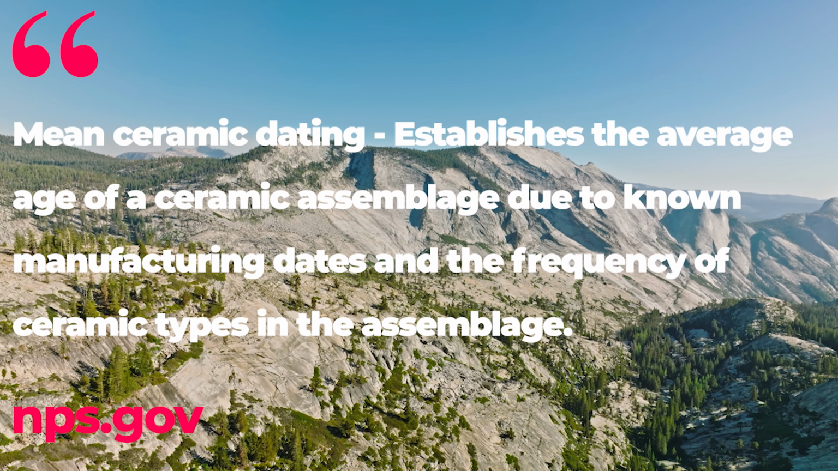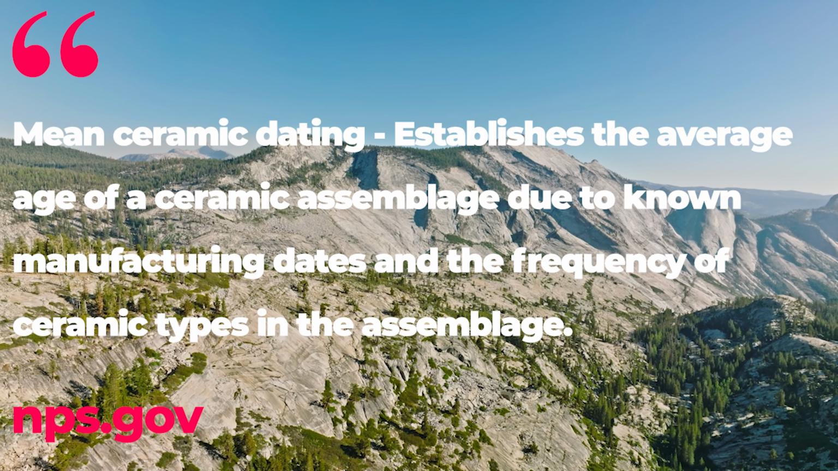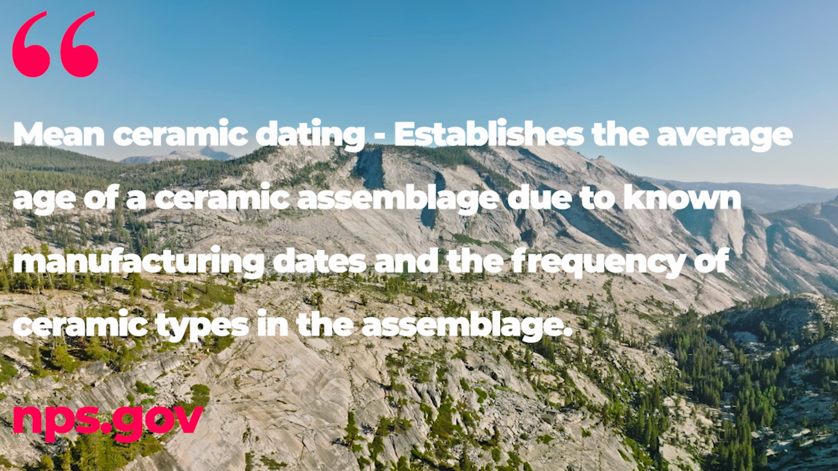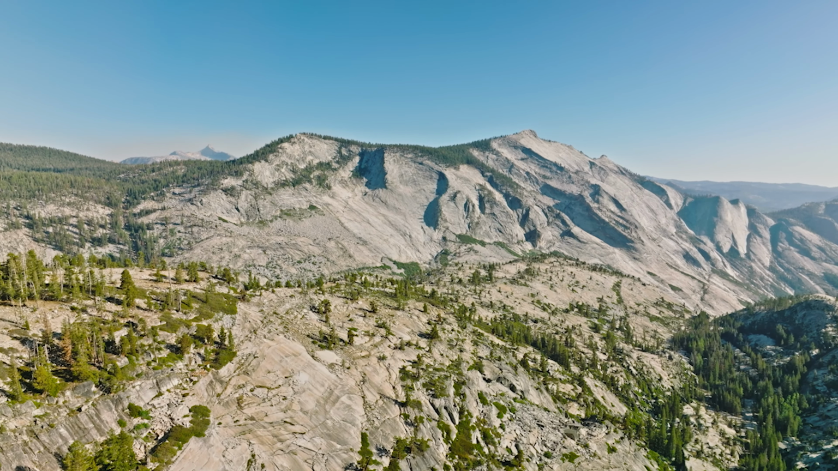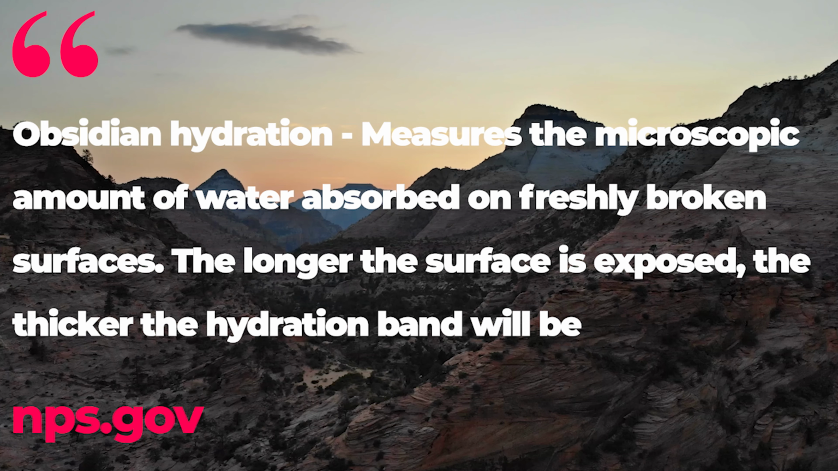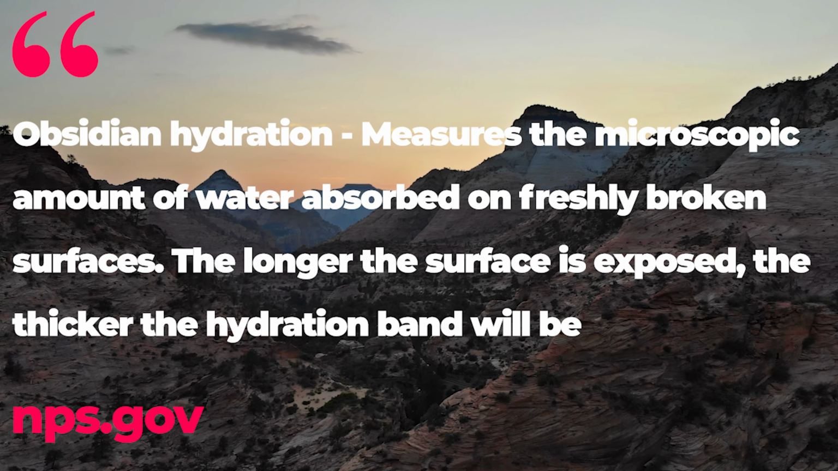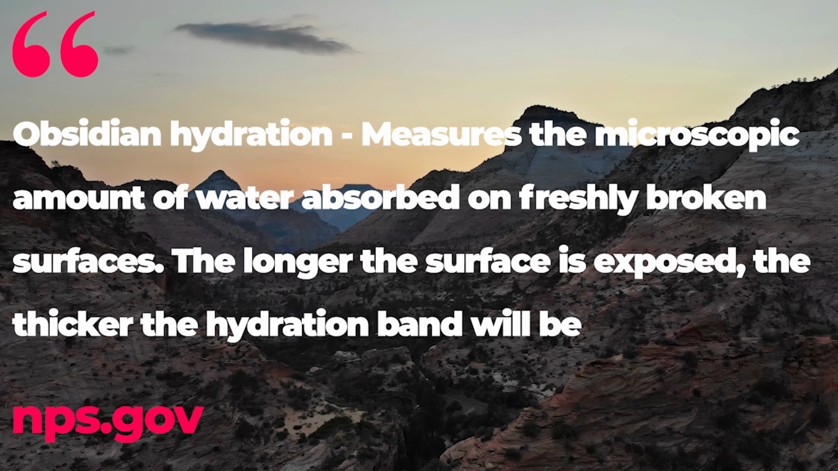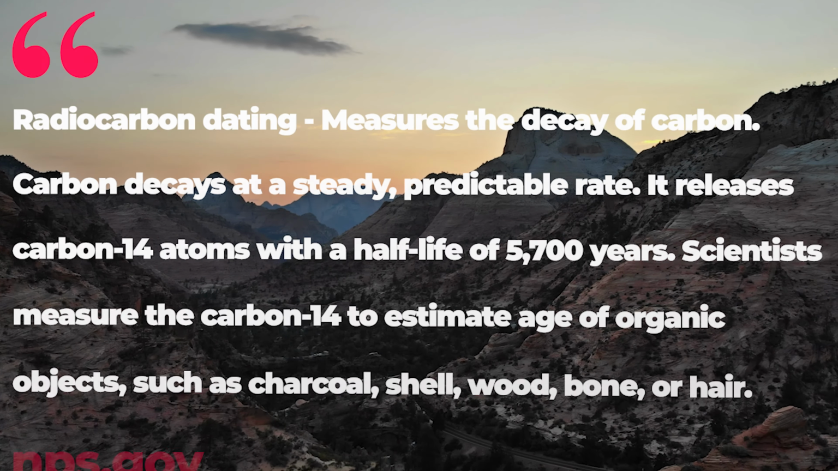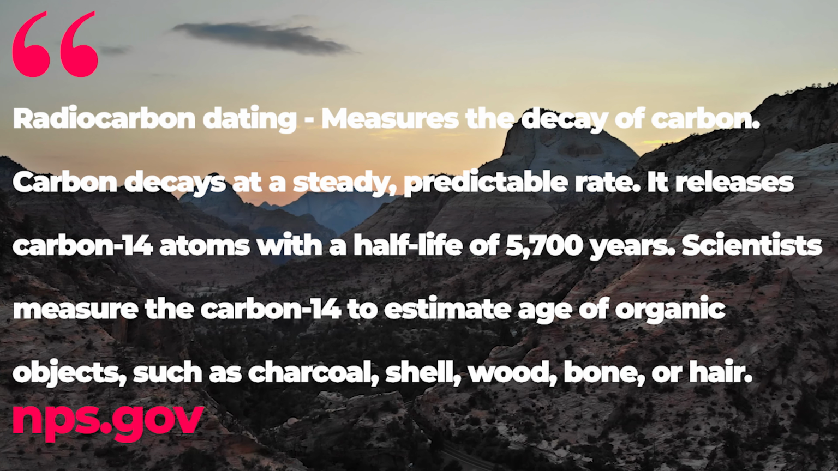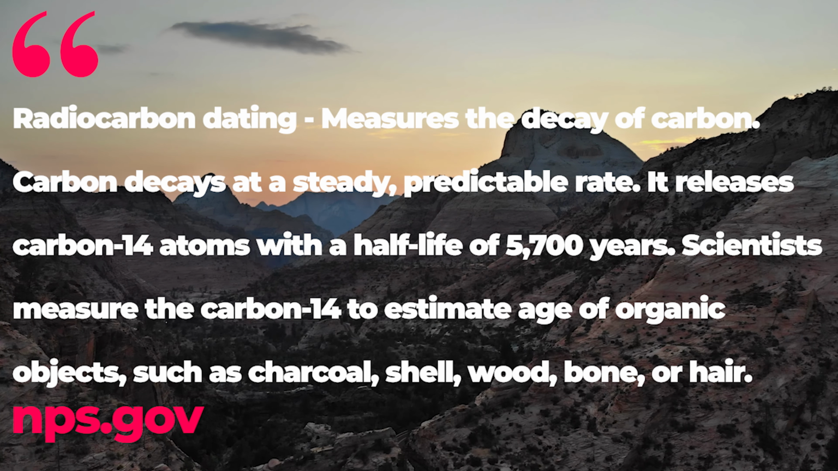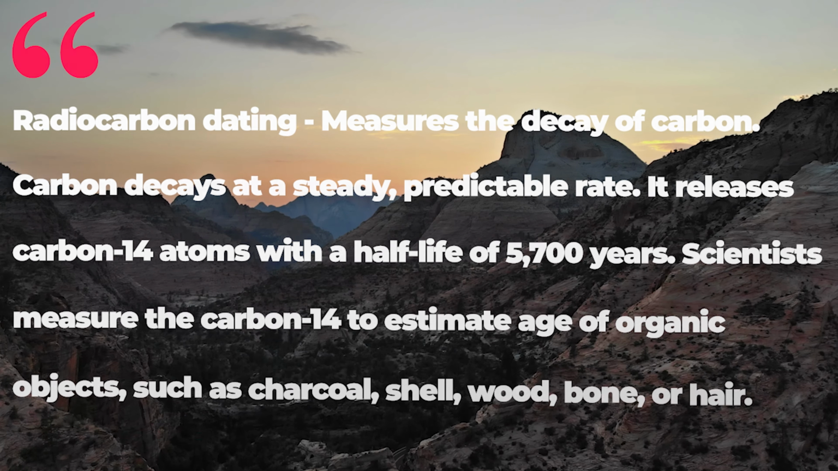There's mean ceramic dating, which looks at the changes in pottery throughout history and informs a period of time based on the pottery found. There's obsidian hydration, which looks at the hydration of an area and how long it has been exposed based on how much water is absorbed. There's radiocarbon dating, which looks at the radiation levels found in an object based on how much of the radiation has decayed in that object.